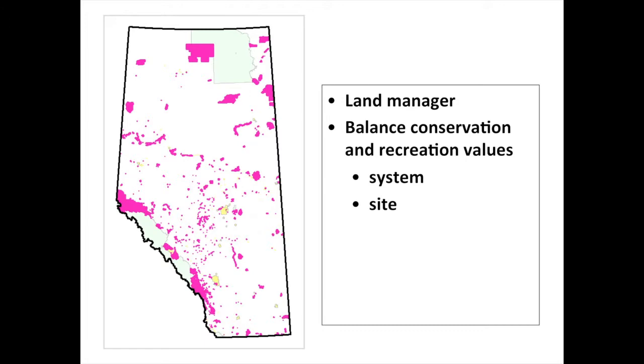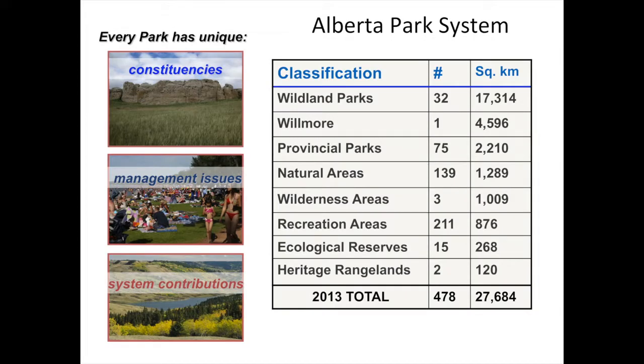We have a dual mandate, essentially, of balancing both conservation and recreation, both from a systems level as well as within individual sites. There are 8 classes of parks currently within our jurisdiction, anything from intensive recreation sites such as recreation areas to sites that have the primary focus on conservation, such as ecological reserves and wilderness areas. Each one of those sites has its own constituency, its own management issues. This is a slide from Sylvan Lake, not much conservation value there, mostly recreation, and different contributions to the system, both from the conservation and the recreation side.